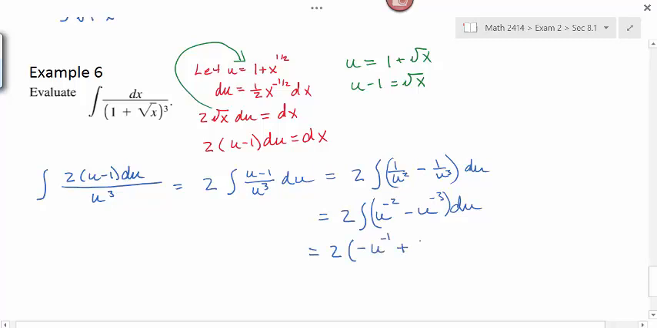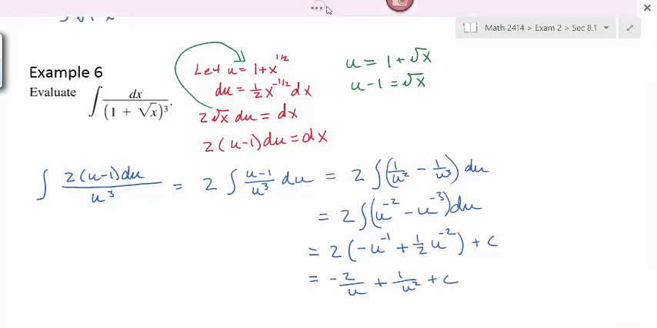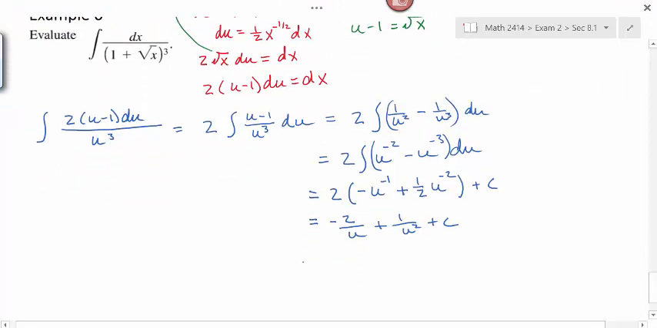This will then be plus 1/2 u to the negative 2, which I can then rewrite as negative 2 over u plus 1 over u squared plus c. Do I want to leave that as my final answer? No, I don't. I got to go back to the terms of my original variable, which was x. You know what, before I do that, because usually you want to get a single algebraic expression, I'm going to get a common denominator and go ahead and combine these two terms.